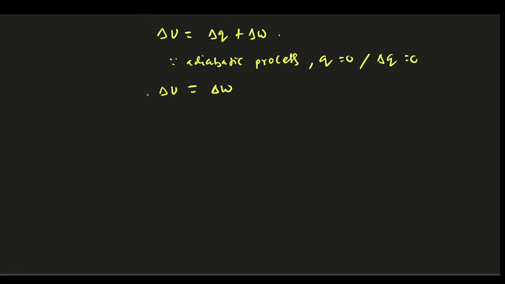And we have already discussed that delta U equals n Cv delta T. Sorry, sir, this value we will also discuss after our first law of thermodynamics. So delta U equals n Cv delta T; this we will discuss after we study the first law of thermodynamics.